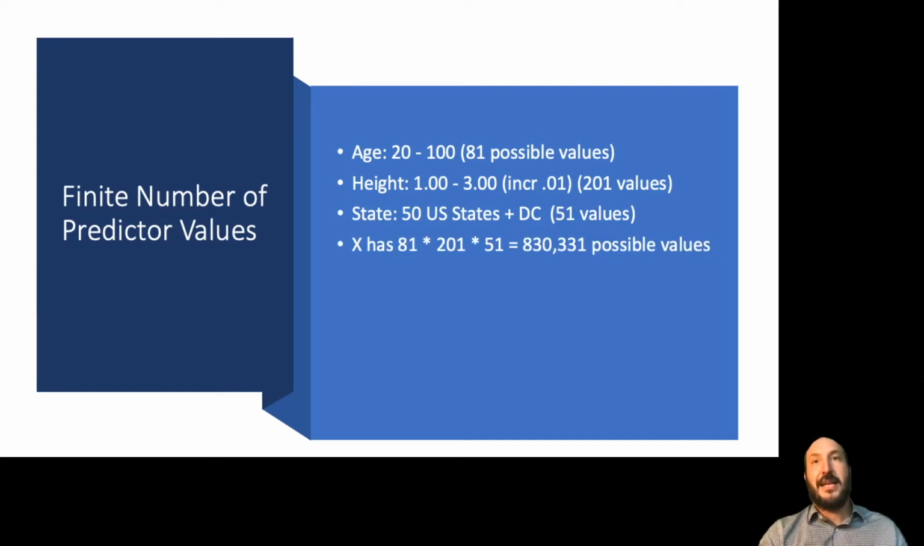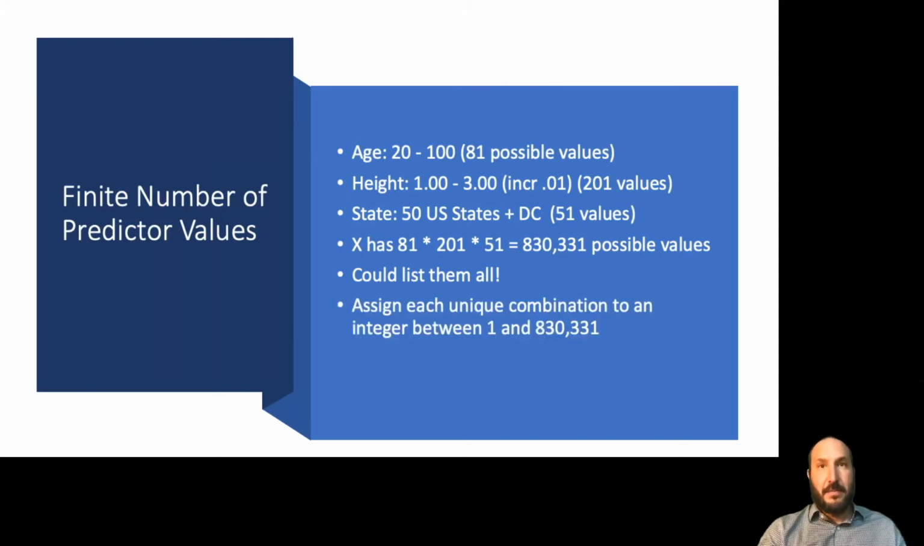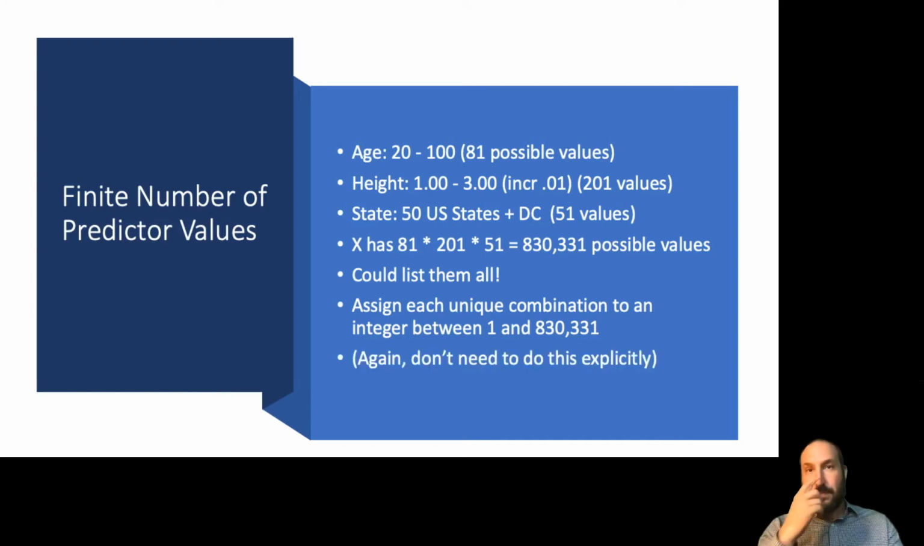So that would mean that X has 830,331 possible values. So we could list them all. We could just write a list of every single possible value of X. And once we list them all, that means for each unique combination, we can assign a unique integer between 1 and 830,331. Now again, we don't need to do this explicitly, but we're going to walk through this exercise just as a conceptual framework to understand a few things.